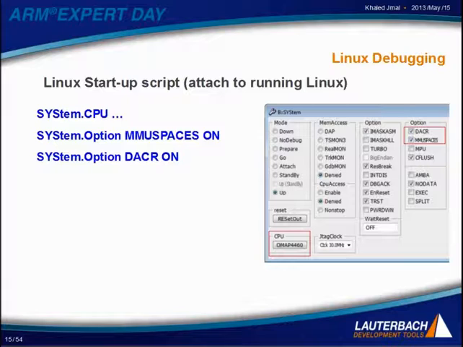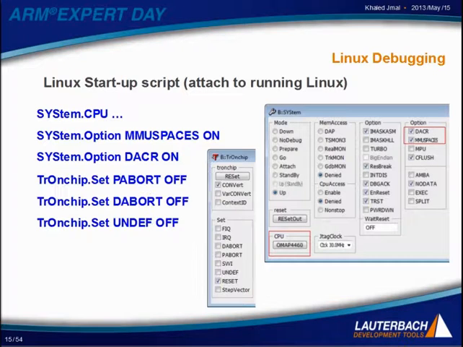Then there are some ARM specific commands. For example, system.option DACR on to give the debugger global access permission. Then Peter talked about the vector cache register. If you set exceptions in the vector cache register, the core will automatically stop when a specific exception is called. Per default, we set 4 exceptions in this vector cache register. These are the data abort, the prefetch abort, the undef, and the reset.